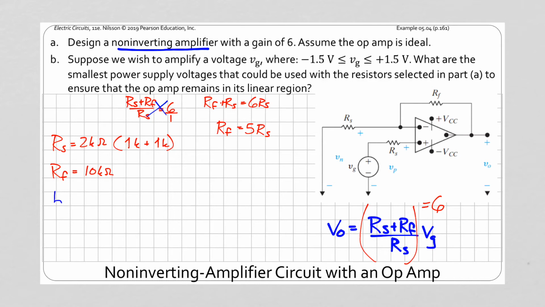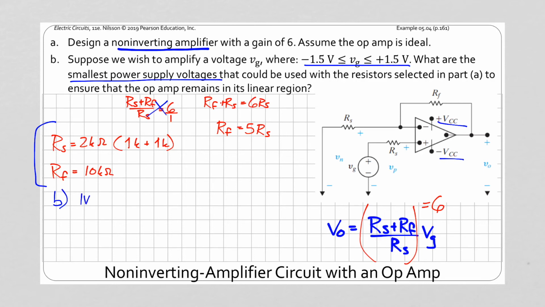So for part B, we're told that our signal voltage is going to be between negative 1.5 volts and 1.5 volts, and we want to know what are the smallest power supply voltages, VCC, that we can use so that these resistors will keep us in the linear region, so that we'll avoid saturation.